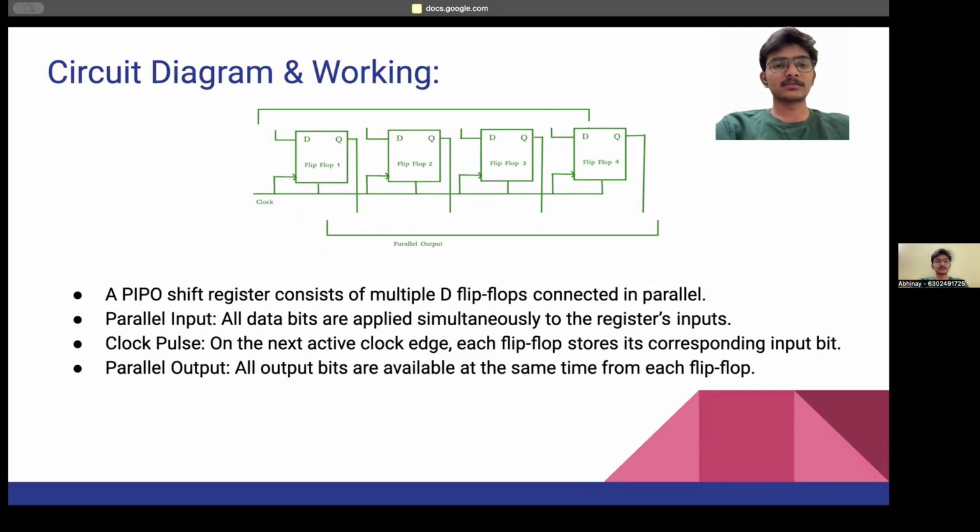As we see, this is the circuit diagram of the PIPO, and below is the working of it. A PIPO shift register consists of multiple D flip-flops connected in parallel. As we see in this picture, there are four flip-flops connected in parallel. Coming to the parallel input, all data bits are applied simultaneously, and on the next active clock edge, each flip-flop stores its corresponding input bit. When it comes to the output, all output bits are available at the same time and are displayed in parallel. So these are the classifications of the shift registers.